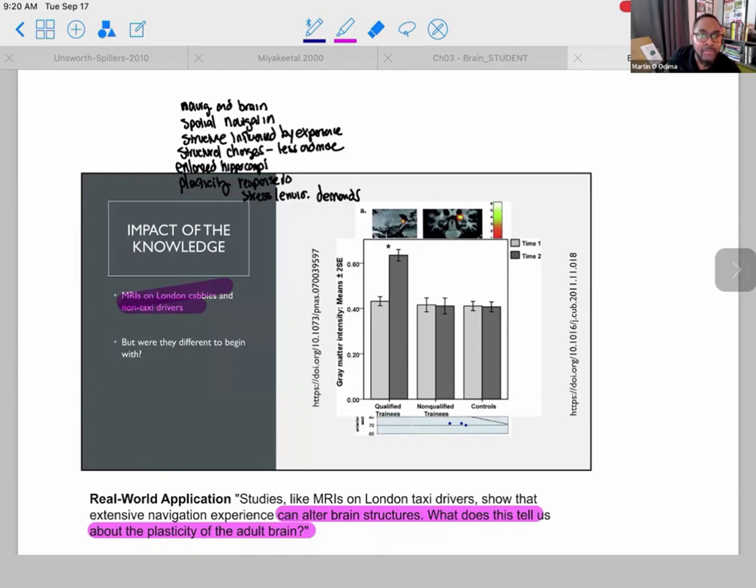And that change is called plasticity. Plasticity is a response to the environment, our knowledge, things that are happening to us. The brain has a lot of plasticity to it. So this study was a real example of that.